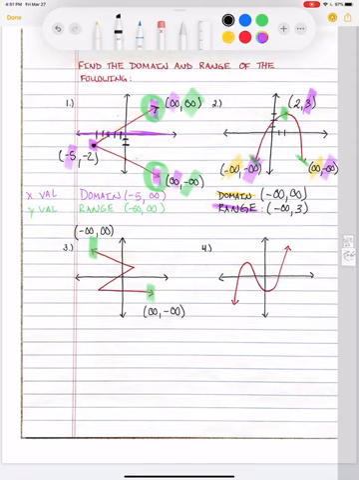Again, domain, we'll put domain in yellow again. Domain, I care about the x values. Okay, so my domain is going to go from negative infinity to positive infinity. My range is going to deal with the y values. So again, from negative infinity to positive infinity.